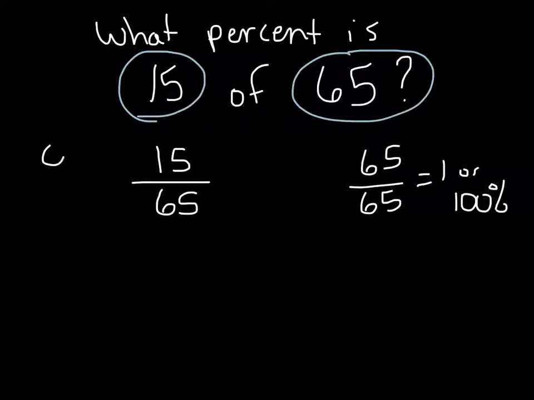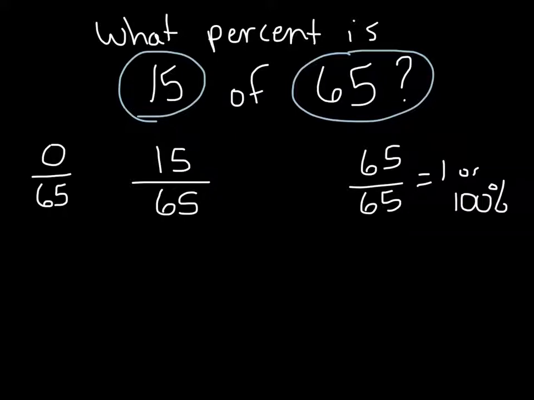And on this other end, 0 of 65 is actually 0%. There's nothing of 65. And we're asking, what percent is 15 of 65? So we know it's got to be obviously between 0 and 100. And it's probably going to be closer to 0 than it is to 100 because 15 is closer to 0 than it is to 65.